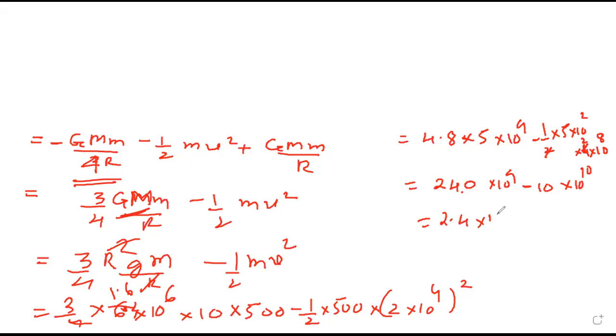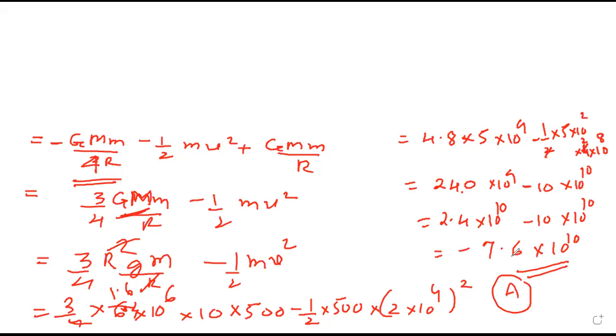2.4 into 10 raised to 10 minus 10 into 10 raised to 10. So minus 7.6 into 10 raised to 10. Minus indicates there is loss. So 7.6 into 10 raised to 10. Which option do you see? Option A.